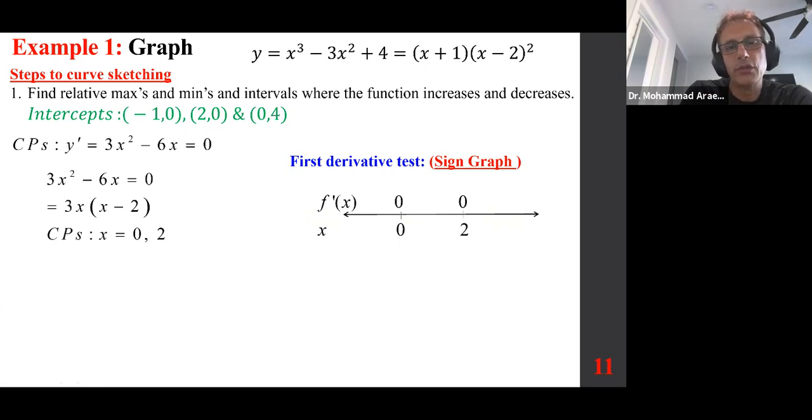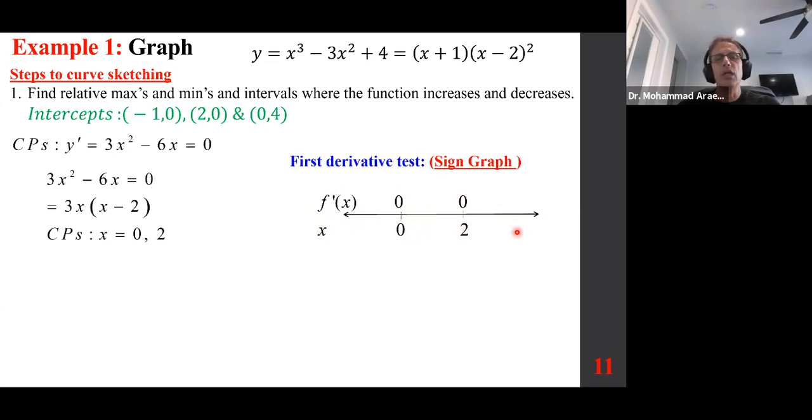So I want you to pay attention to the sign graph and the way it works. Here's a number line from negative to positive infinity, x. We choose those critical points of 0 and 2, and at top here we put f prime of x. At x equals 0, f prime is 0. At x equals 2, f prime is 0. So we want to know the sign for f prime as we cut it into 3 pieces: to the left of 0, in between 0 and 2, and beyond 2.